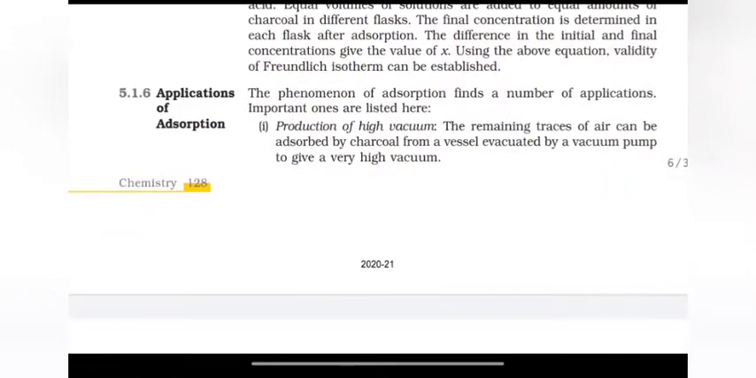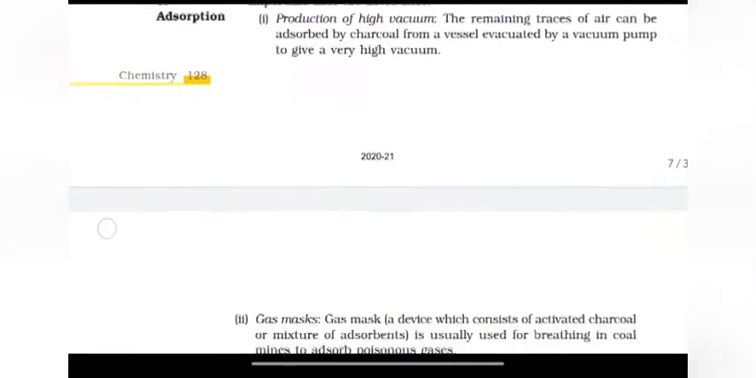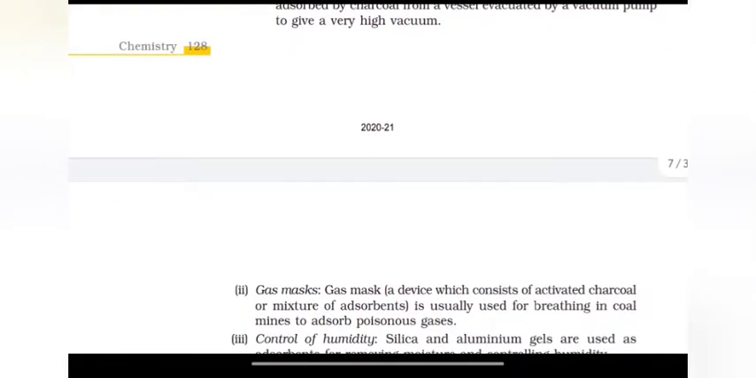Application of adsorption. The phenomenon of adsorption finds a number of applications. Important ones are listed here. Production of high vacuum. The remaining traces of air can be adsorbed by charcoal from a vessel evacuated by a vacuum pump to give a very high vacuum.